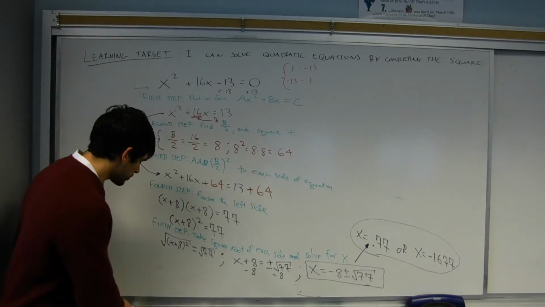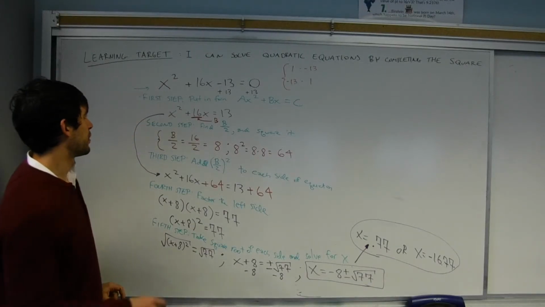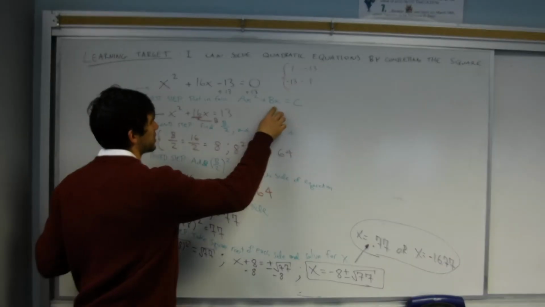So, let's just recap the steps one more time. Our first step is we want to put our equation in the form ax squared plus bx is equal to c.